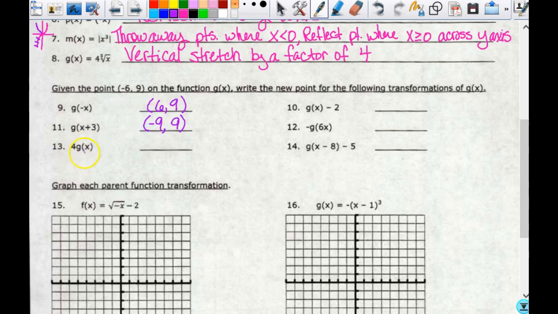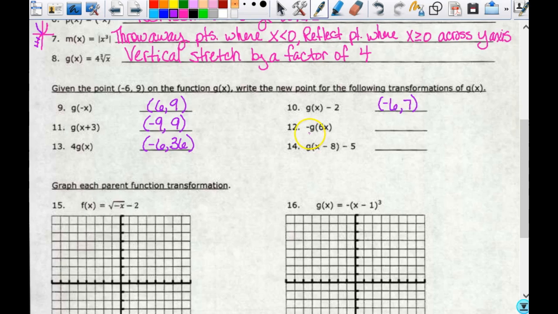Okay, 4 times g of x. This is a change for the y, so the x stays the same. It's negative 6. And when you change y, you do what you see in the order of operations. There's only one thing, so 4 times the y value is going to give me 36. Okay. g of x minus 2, this is going to be a change just for y, so the x value is still negative 6. And it's y, so I do what I see, which is minus 2, so 9 minus 2 is 7.